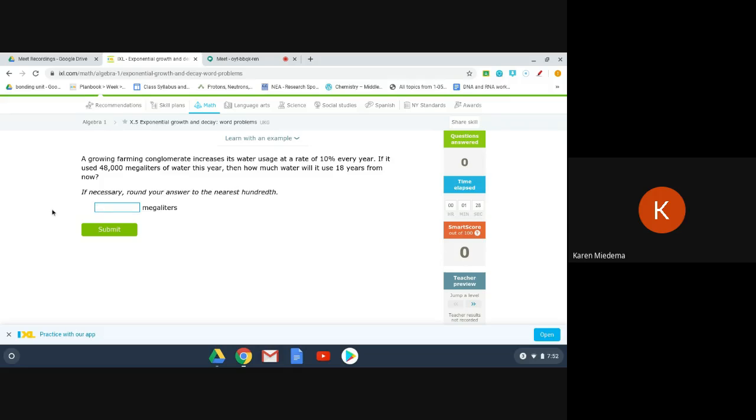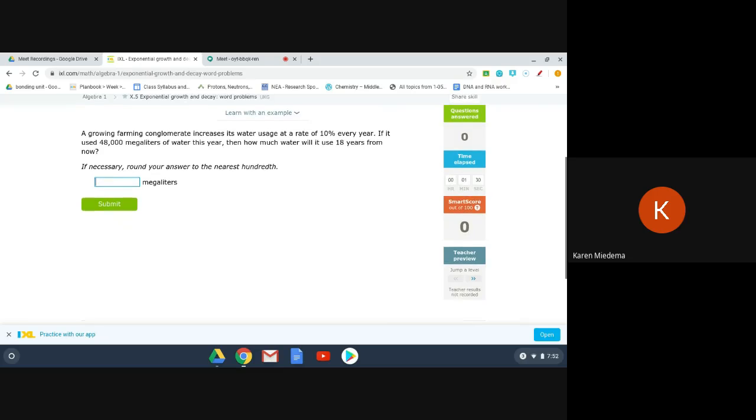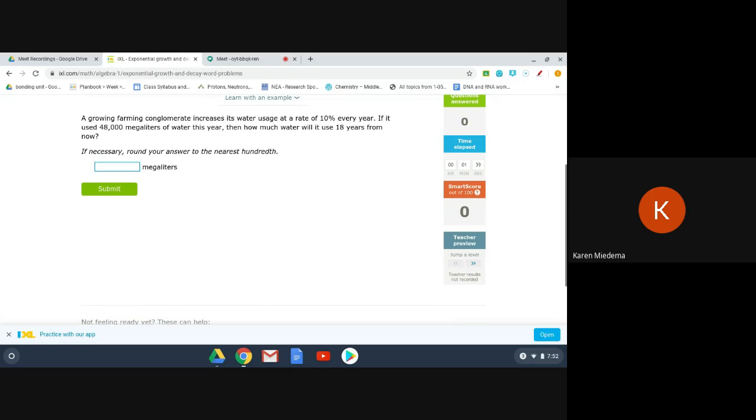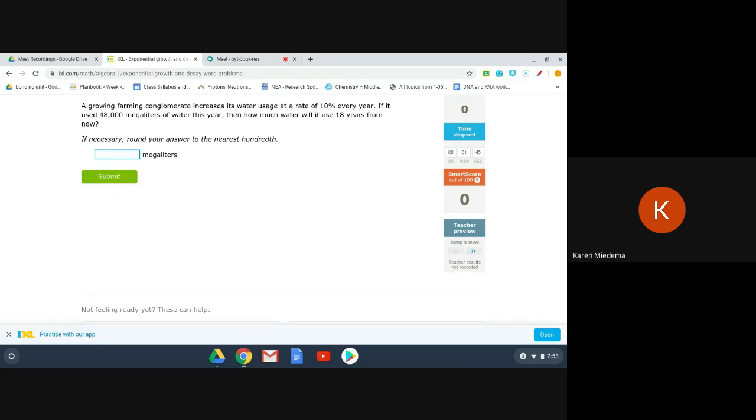So for this one, it says a growing farming conglomerate increases its water usage at a rate of 10% every year. If it used 48,000 megaliters of water this year, then how much water will it use 18 years from now? Okay, so when you read these problems, you want to think, is this exponential growth or exponential decay? And it says a farming conglomerate increases its water usage. If you increase your water usage, then that's exponential growth. So I want to use the formula for exponential growth.